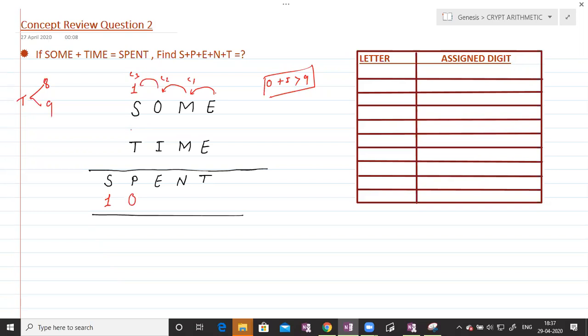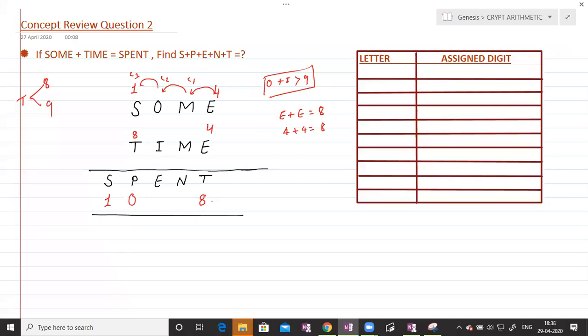So let's take the chance, let's take 8. So 8 plus 1 is 9, with 1 carry from here. It means O plus I must be more than 9 here, so it should get the carry. If T is 8, I can assume 8 for T. So how do I get 8? E plus E, I should get only one way. That is 4 plus 4. I'll get 8, so I'll assign E with 4 and E with 4, and I'll get 8.